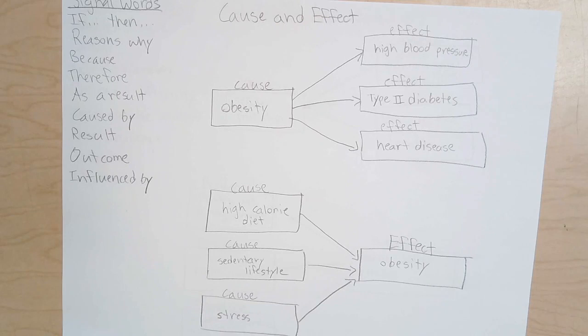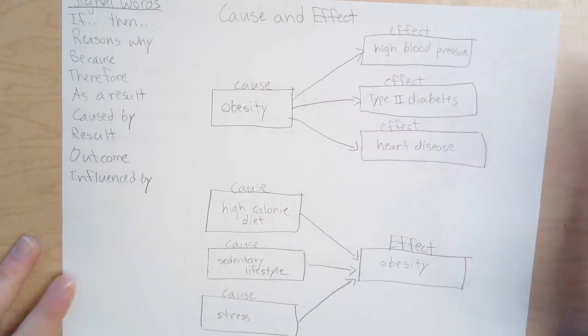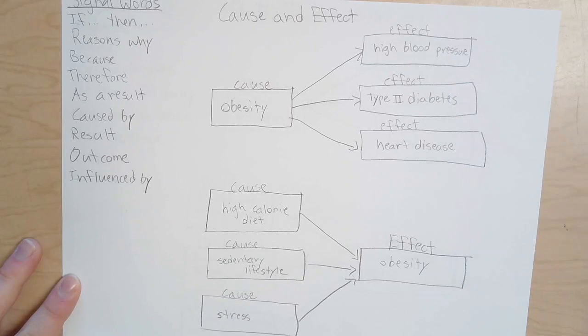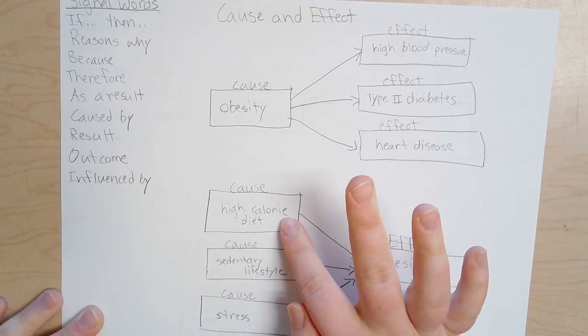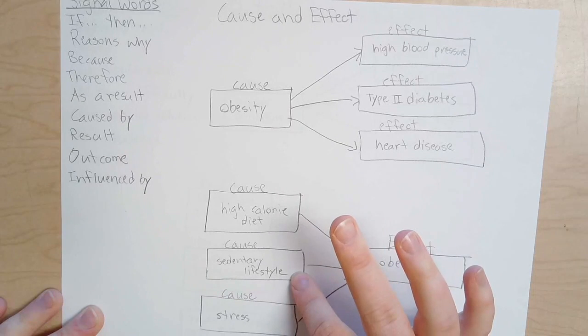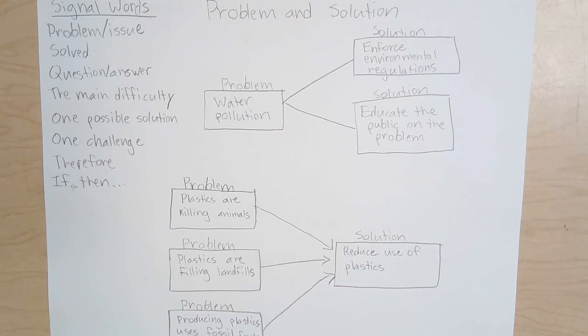If you're reading an article about obesity, it might say that obesity causes high blood pressure, type 2 diabetes, and heart disease. Or a different article on obesity might say that obesity is caused by a high-calorie diet, a sedentary lifestyle, and stress. One organizational structure that is easy to confuse with cause and effect is problem and solution.